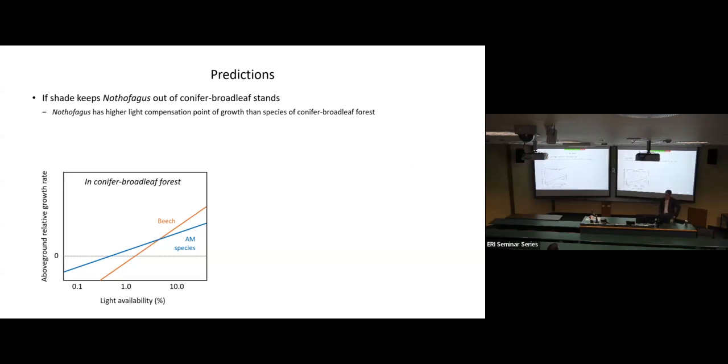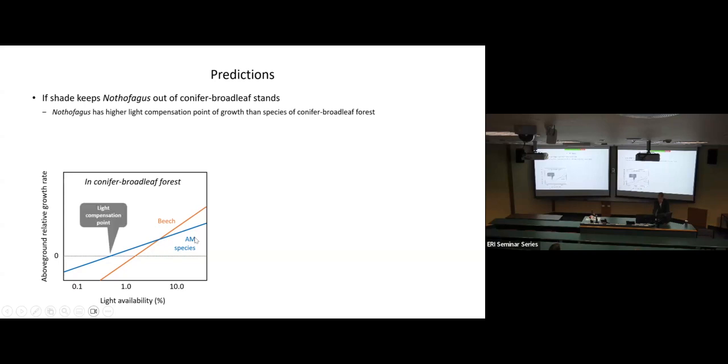Here I'm showing how I think shade keeps Nothofagus out of conifer-broadleaf stands. So we would expect the beech species to have a higher light compensation point of growth than any of the species from the conifer-broadleaf forest. This is light availability on a log scale, and here above ground relative growth rate. The compensation point is where net growth is 0, so it should be higher in beech than in any of the species from the conifer.